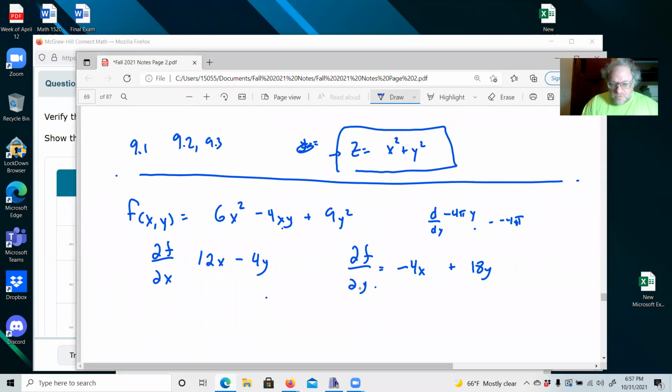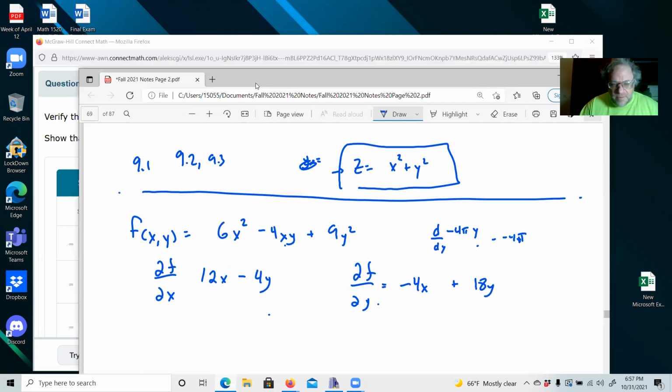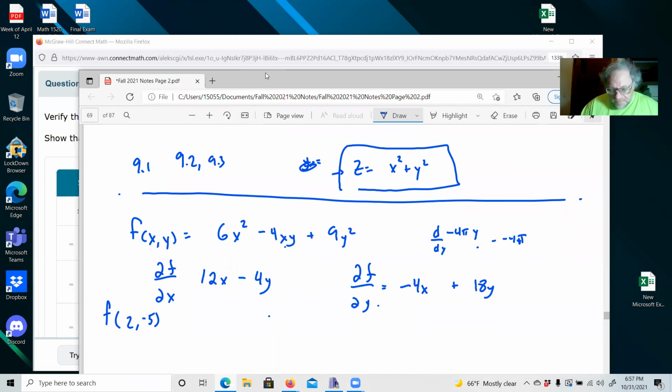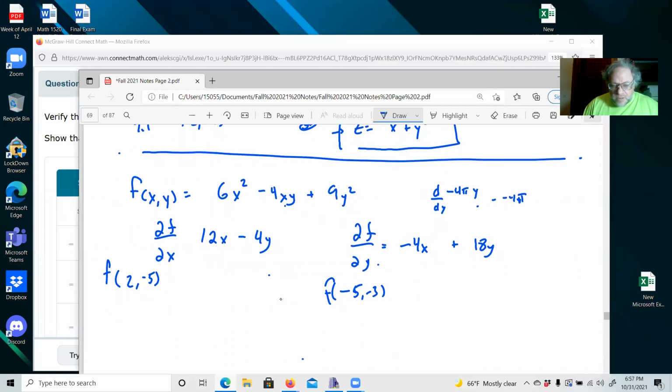So there's our first partial derivatives. All we're going to do now is plug in the points that they wanted us to plug in. They said on this one, 2, negative 5. Okay, they wanted 2, negative 5. And on this next one, they wanted negative 5, negative 3. Negative 5, negative 3. So all we're going to do is plug those in.